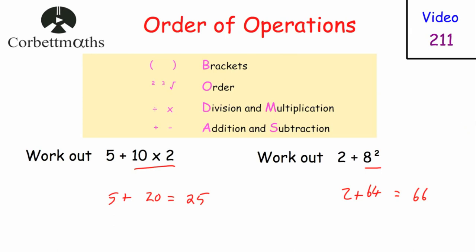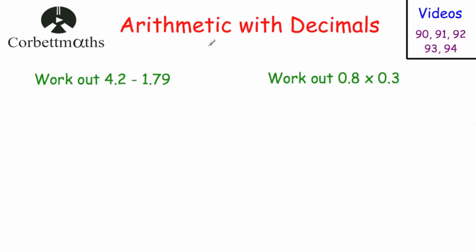Okay, let's have a look at our next topic. The next topic is arithmetic with decimals. We're going to look at adding and subtracting decimals, multiplying decimals, and division involving decimals. Let's start off with our first question. Work out 4.2 subtract 1.79.